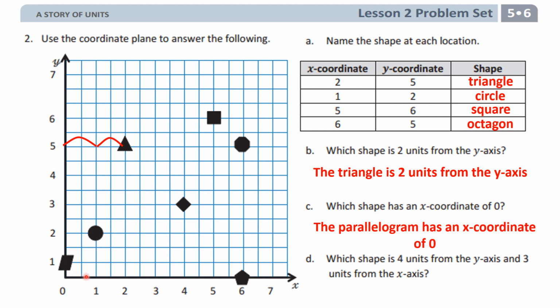Start at 0, 0, go over 4, go up 3, and I get to the diamond. And I can confirm that the diamond meets those criteria. The diamond, is it 4 units from the y-axis? Well, let's check. Here's my y-axis, 1 unit, 2 units, 3 units, 4 units. It is. Is the diamond 3 units from the x-axis? Let's check. Here's my x-axis. 1 unit, 2 units, 3 units. It checks out.